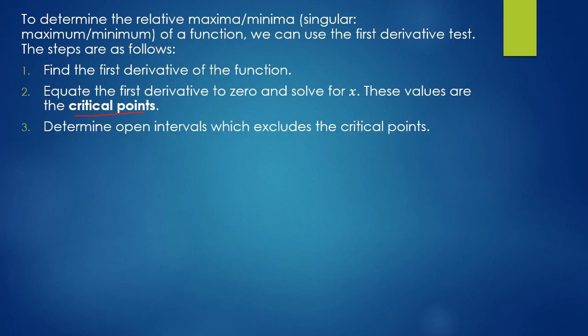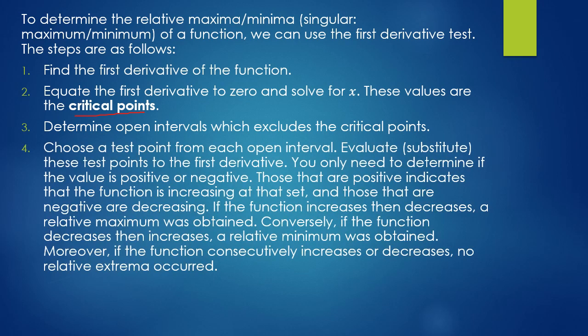The third step is to determine open intervals in the entire real number line. Open intervals basically not including the critical points. We will be able to see much more specific examples later on what these are. And then the fourth is the actual first derivative test. In the first derivative test, we will create here a table which contains three columns. Again, we will be able to see this clearly later on.